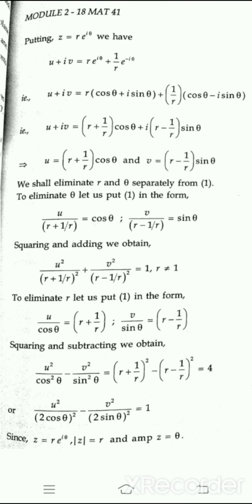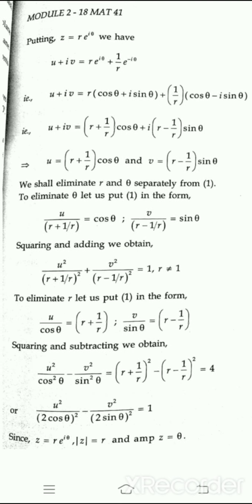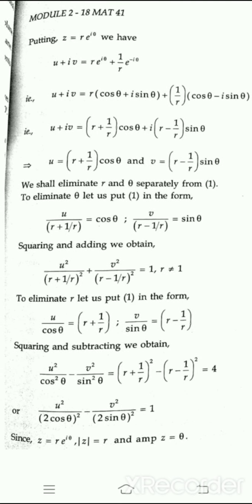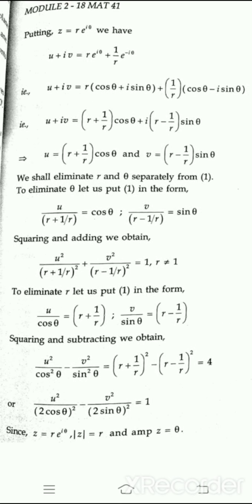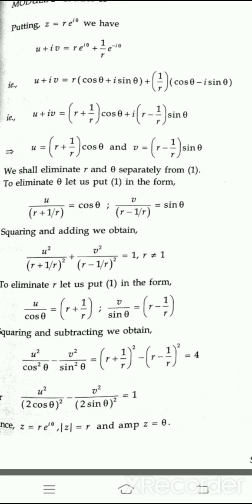To eliminate r, let's put 1 in the form u by cos theta and v by sin theta, equal to r + 1/r and r - 1/r. Squaring and subtracting, we get u square divided by cos square theta minus v square divided by sin square theta = 4.